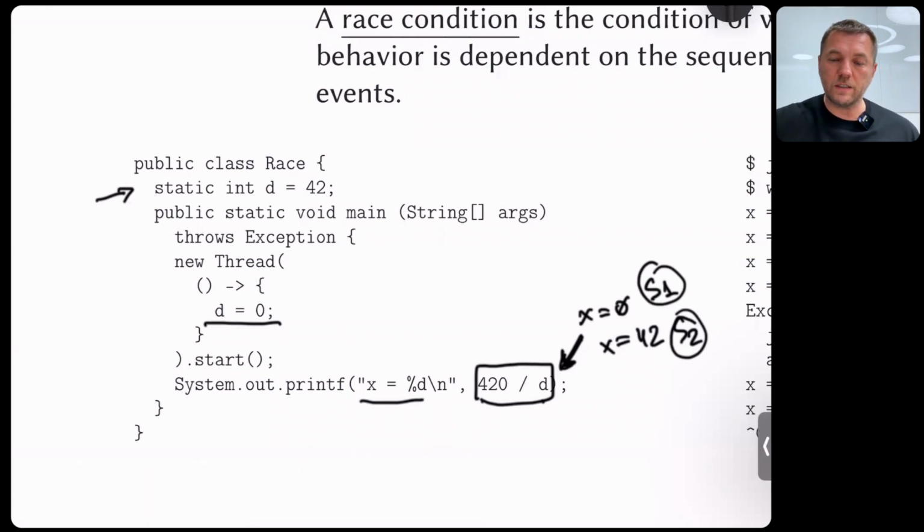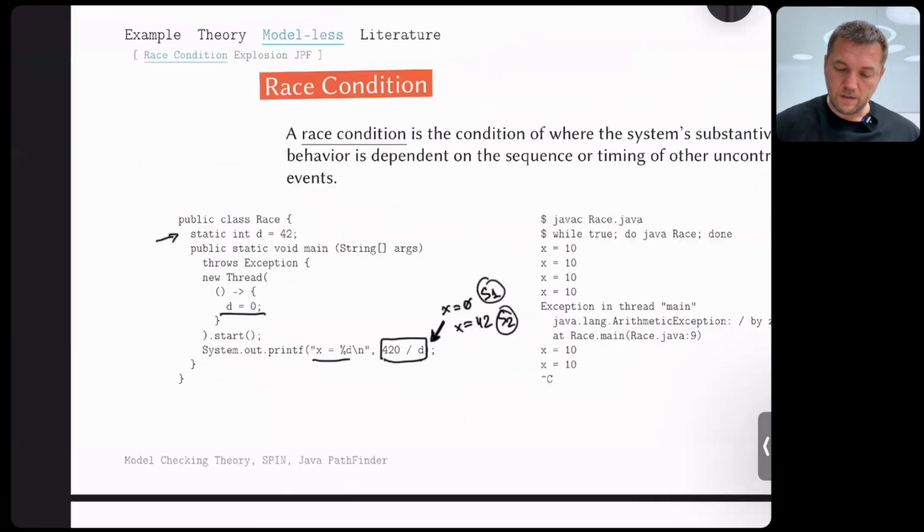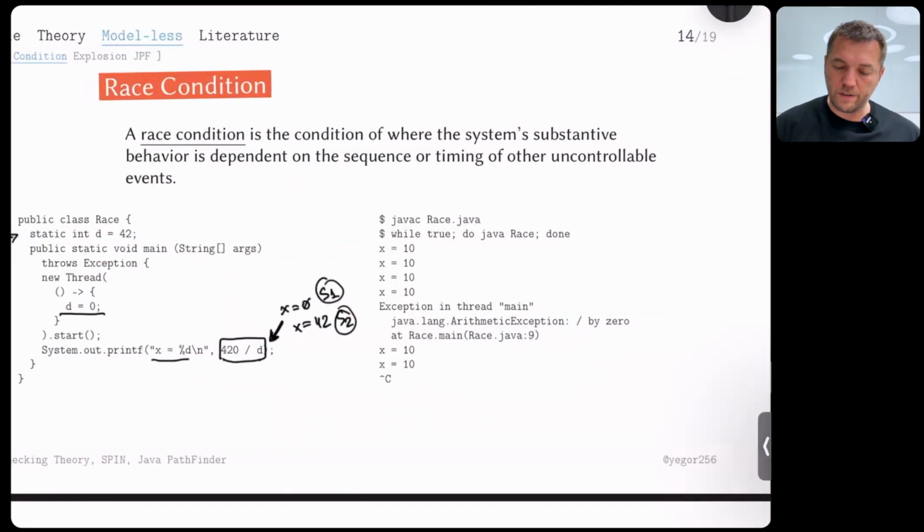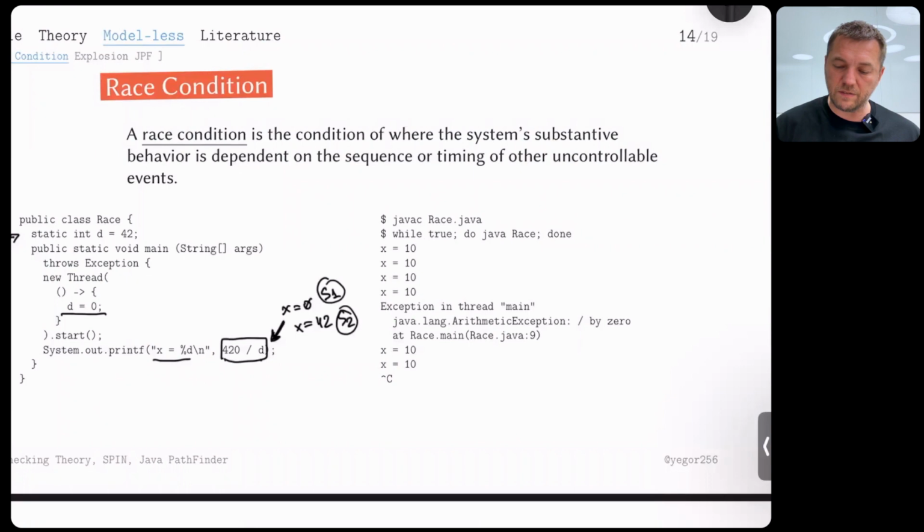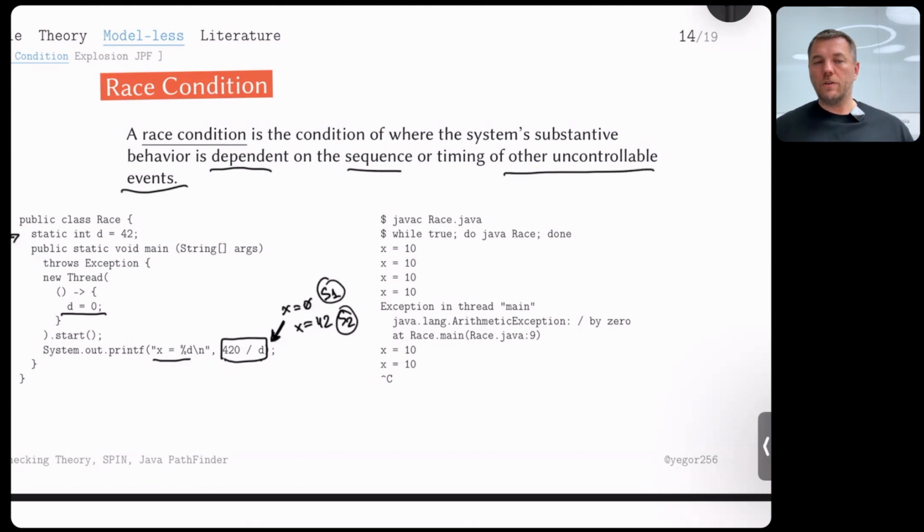This is called a race condition. It is a condition where the system's behavior is dependent on a sequence of other uncontrollable events. So there are many other factors which we cannot control.